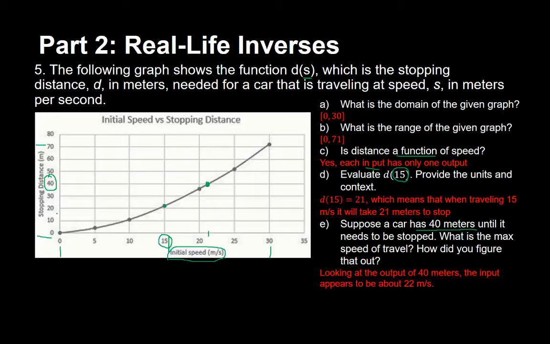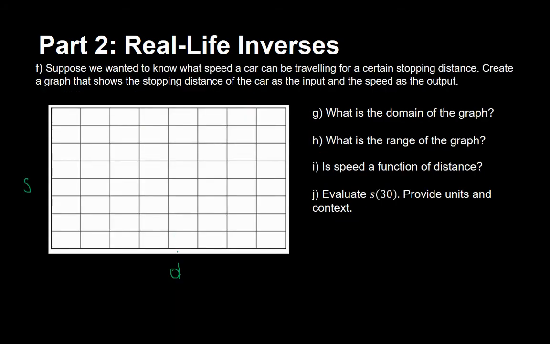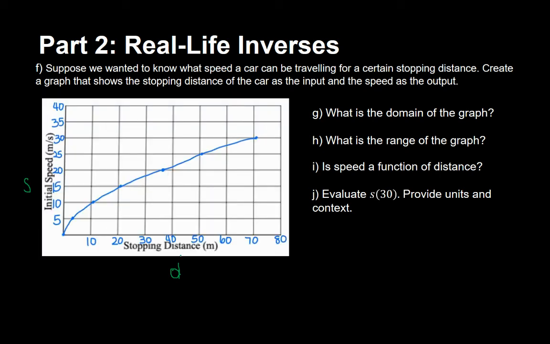So what we can do is just take these values, for example, the 15 as the input, the speed, and then 21 as the output, the stopping distance. And this is asking us to just graph stopping distance along the x-axis, the input axis, and then the speed as the output, the y-axis, the output axis. So you can just basically take all those coordinates and then switch the input and the output. And you end up with something like this.